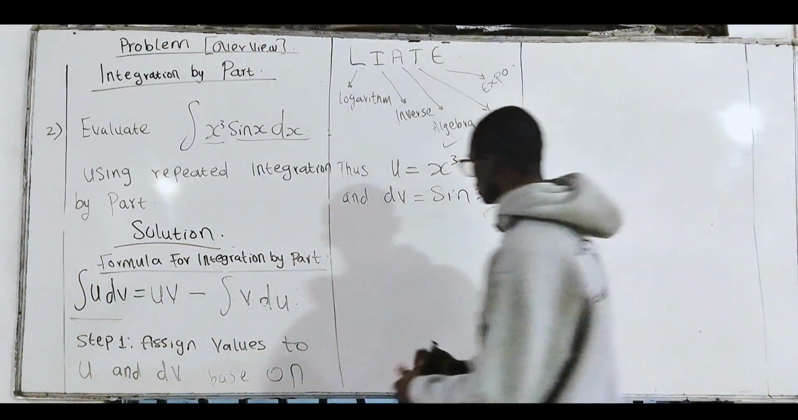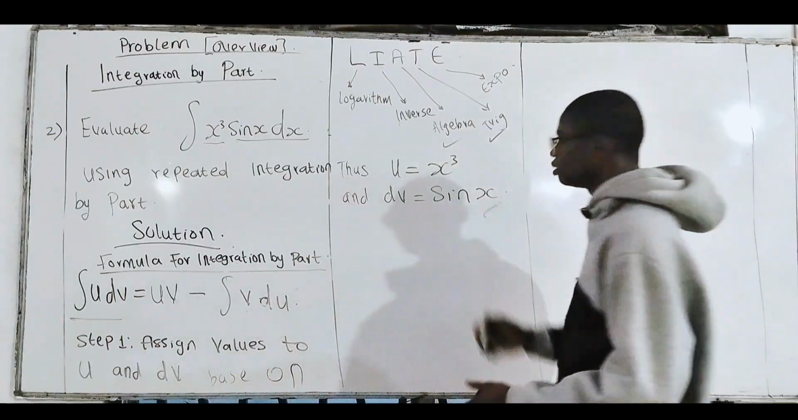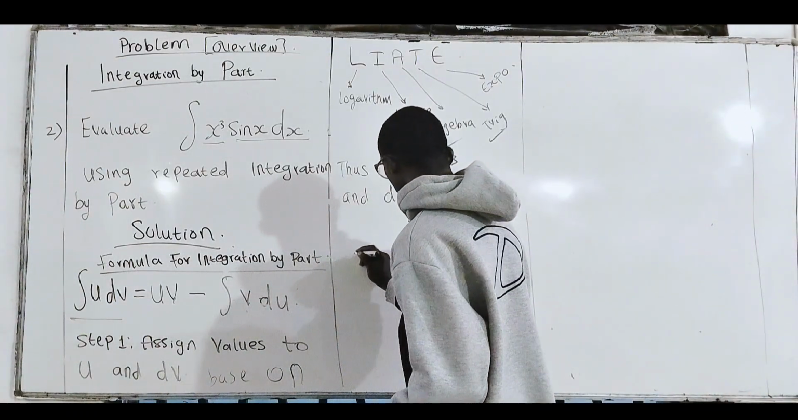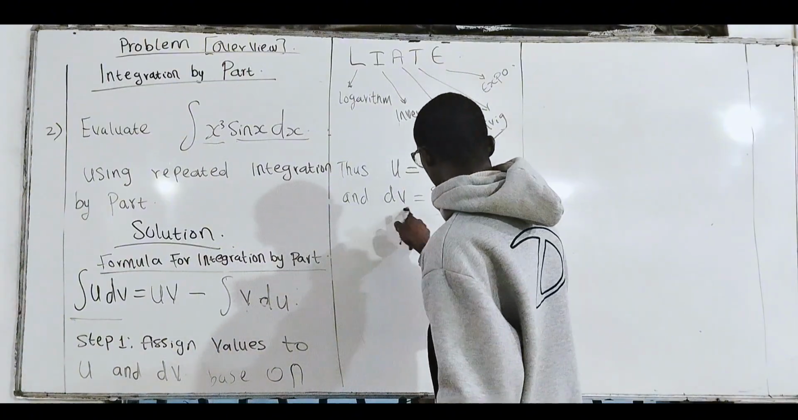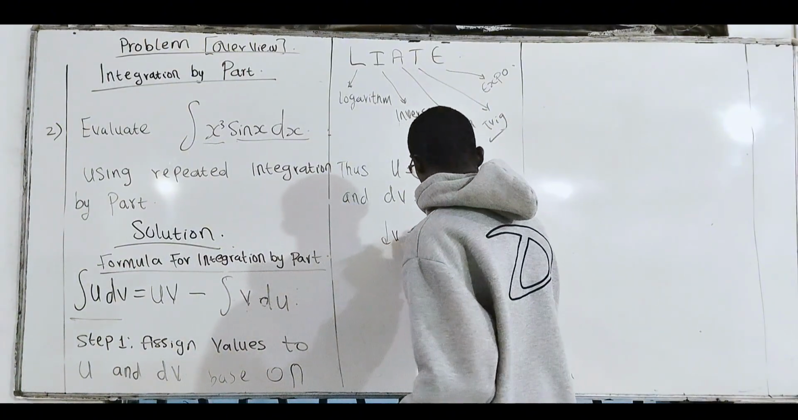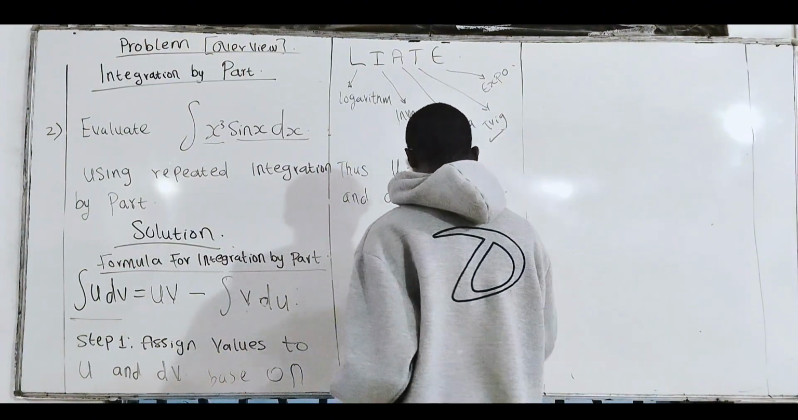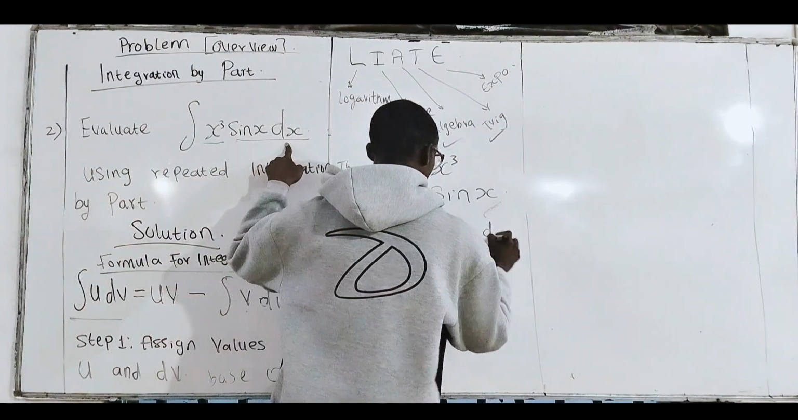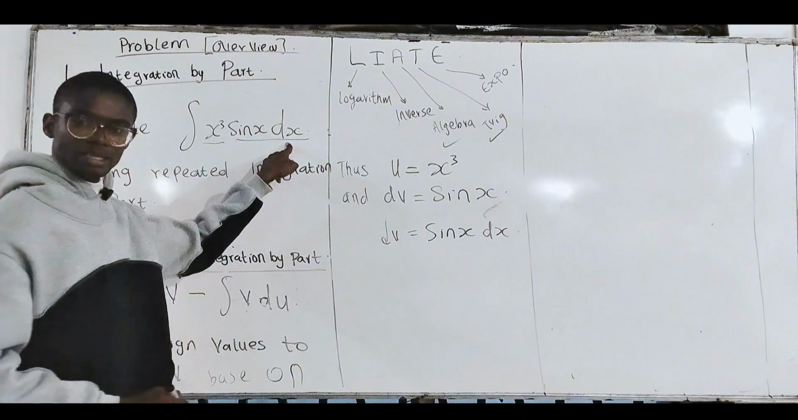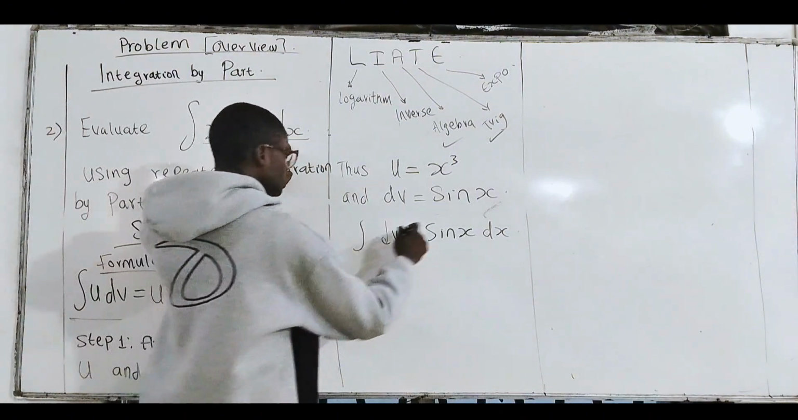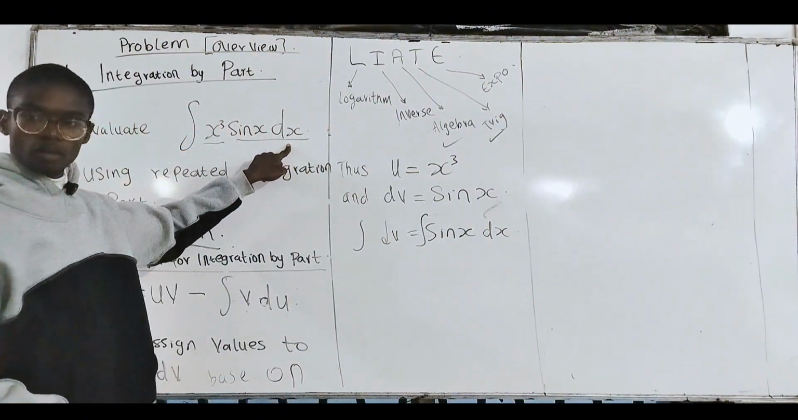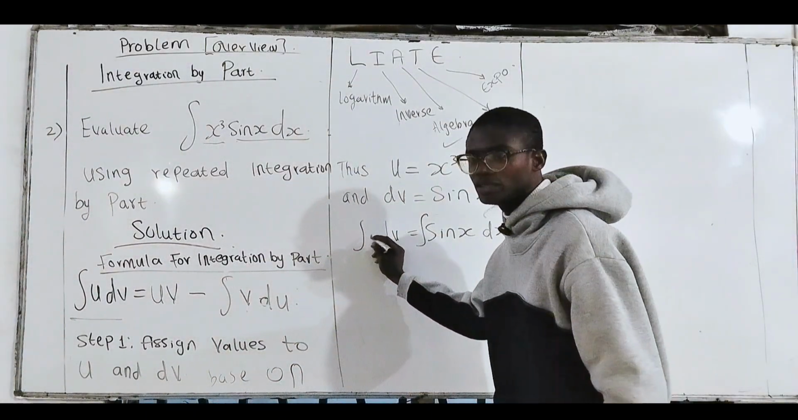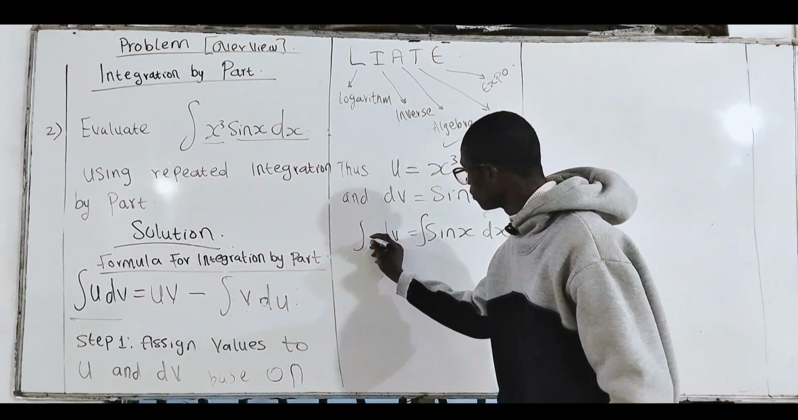If that is the case, what is v? If I integrate, dv equals sine x, and take note, dx is among it too. Dx. Are you understanding this? If I integrate both sides, I'll have, what can I put here? Since nothing is here, what can I put here?